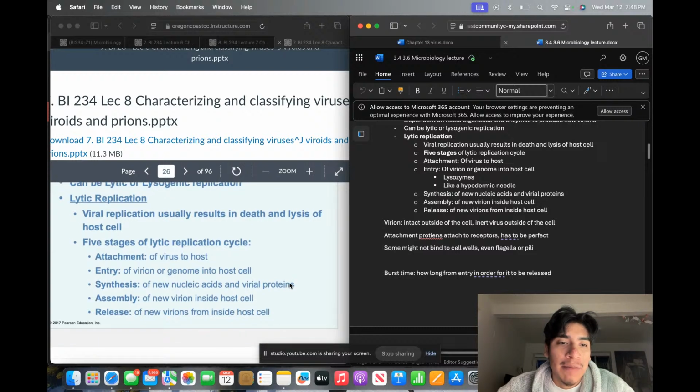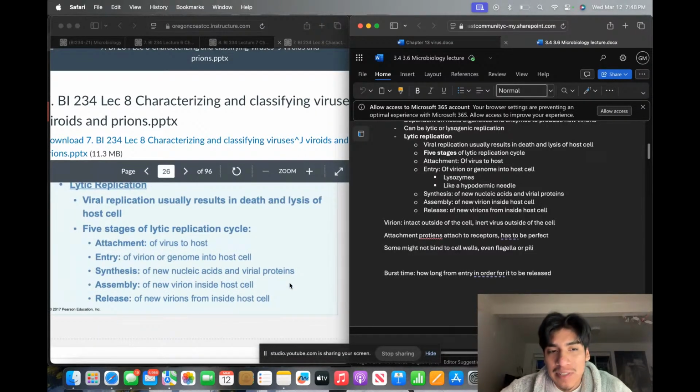Five stages of lytic replication. Of course, the first one is attachment of the virus to the host, then entry of the virion, then synthesis of new nucleic acid and viral proteins, assembly, and then release. So there are some notes about that, but I think it's pretty simple. Here I have some notes.